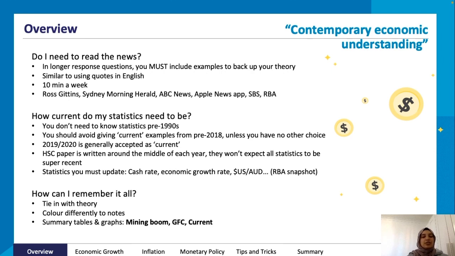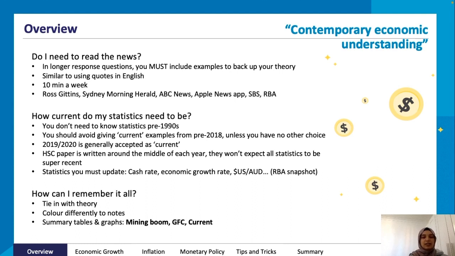SBS News is a good one. The Guardian is another good one. The RBA is a good one as well. They do summaries of the cash rate increasing, decreasing, everything related to that. So it's really interesting to have a read up on that and add that to your notes. And the RBA tends to not overcomplicate things most of the time with their explainers, which I'll go through later on as well.